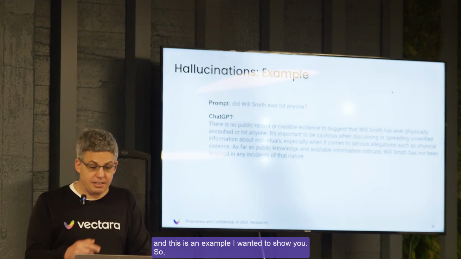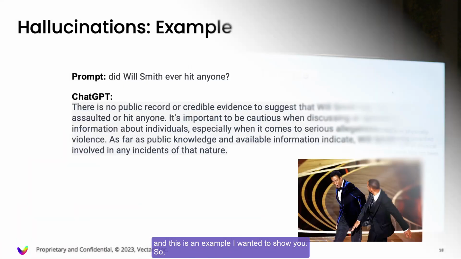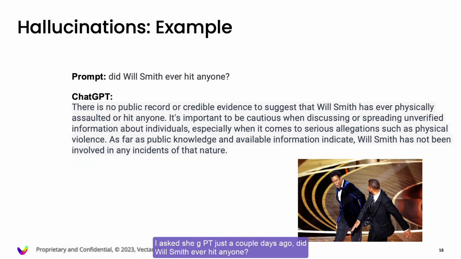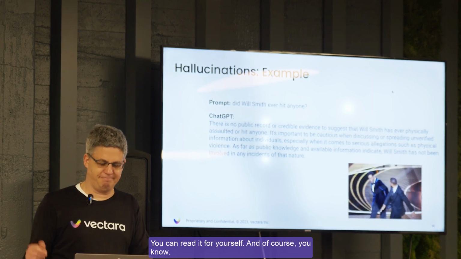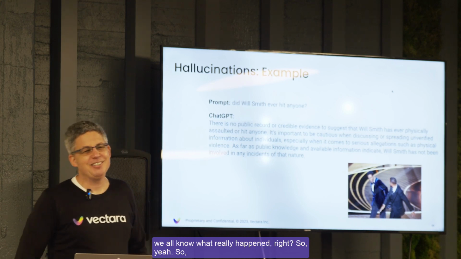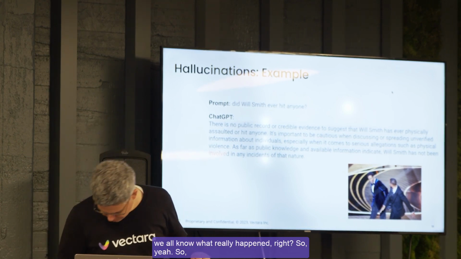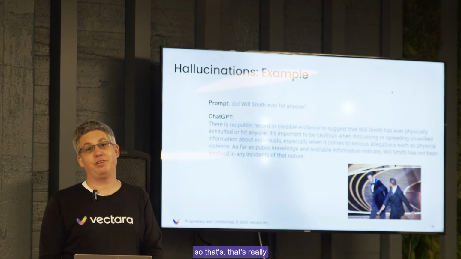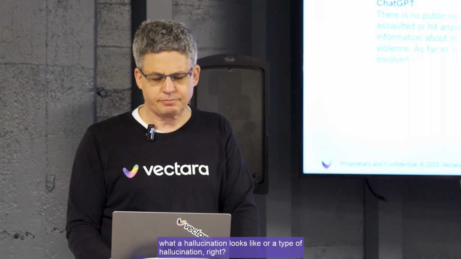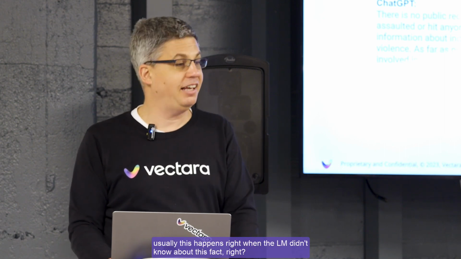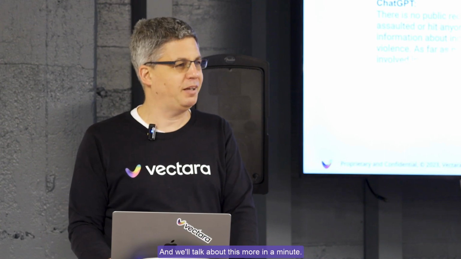And this is an example I wanted to show you. I asked ChatGPT just a couple of days ago, did Will Smith ever hit anyone? It said there's no public record or credible evidence to suggest that Will Smith ever physically assaulted anybody. It's important to be cautious when addressing, you can read it for yourself. And of course, we all know what really happened, right? So that's really what a hallucination looks like, or a type of hallucination, right? Usually this happens when the LLM didn't know about this fact, right? And we'll talk about this more in a minute.